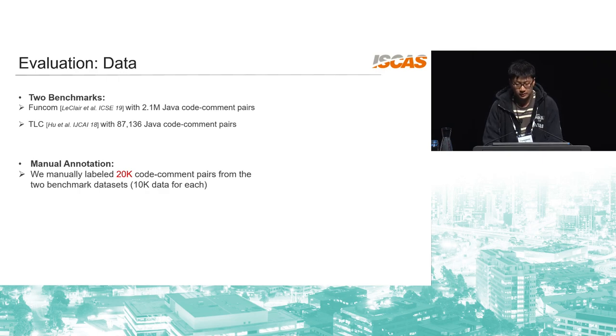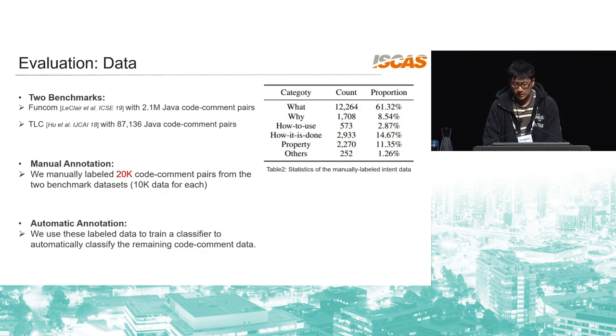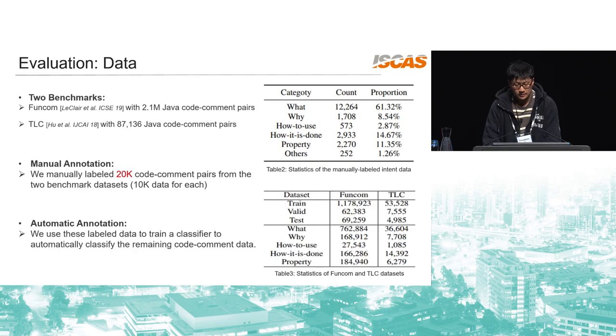20k code comment pairs from the two benchmarks and invite five developers to manually annotate the data into the six intent categories. The statistics of the annotated data are shown in Table 2. Then we utilize this data to train a classifier, which is treated as the auto-annotator to classify the remaining code comment data into six intent categories. Since some comments are unspecified or ambiguous, we put them into an others category and exclude them from the final experimental datasets.